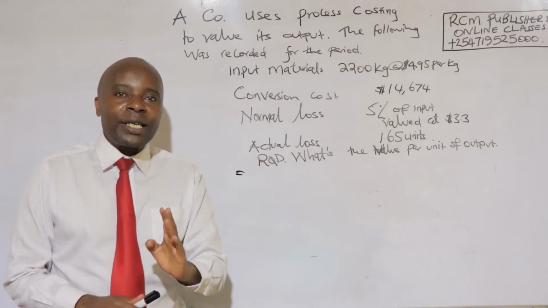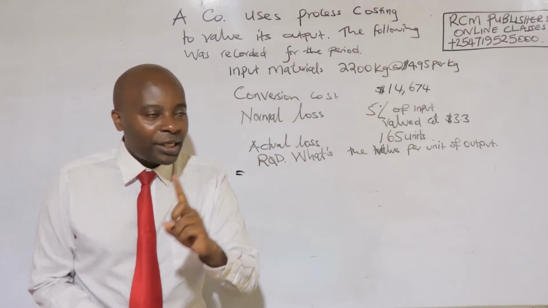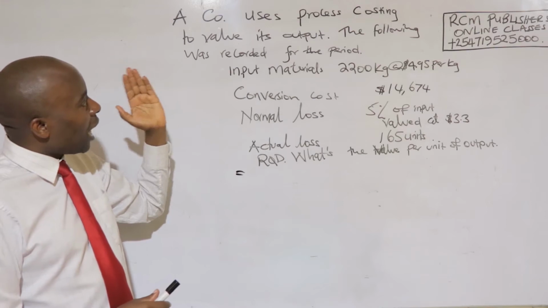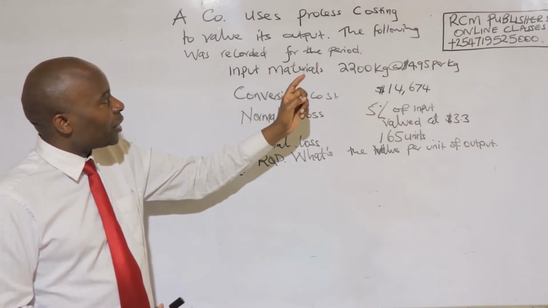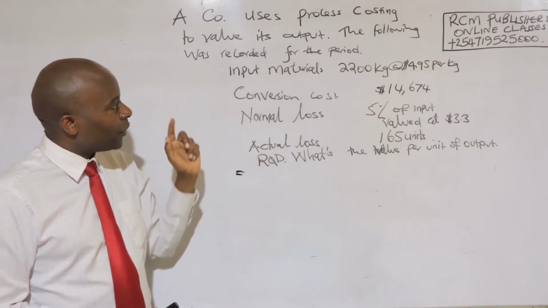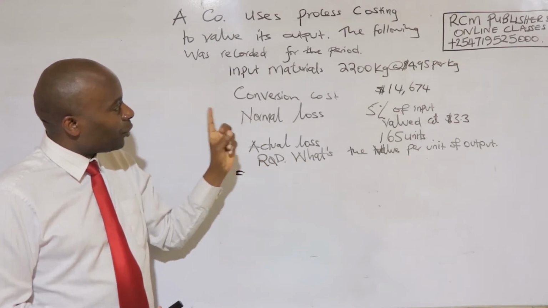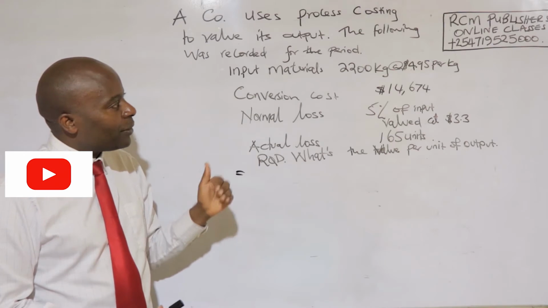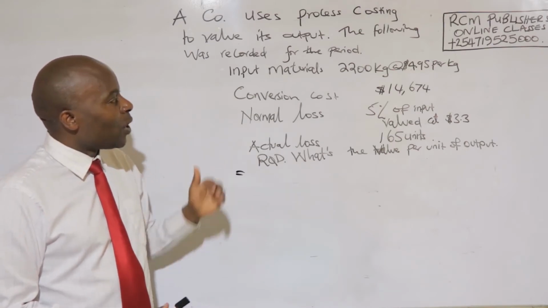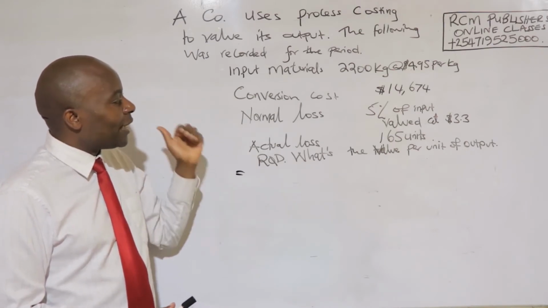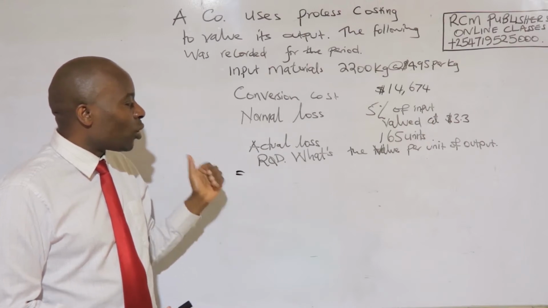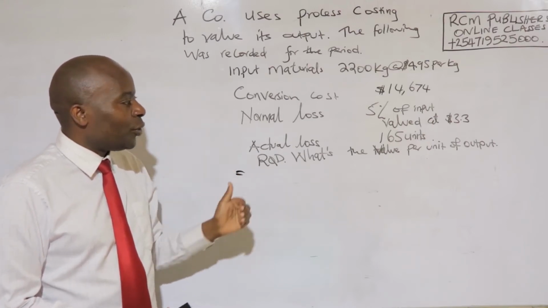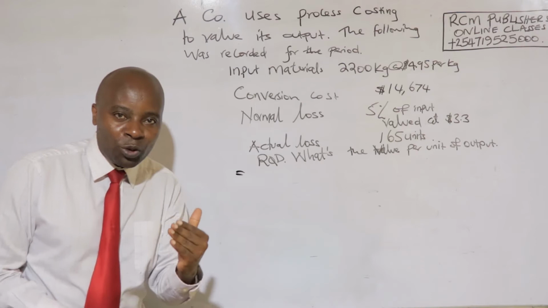So ladies and gentlemen, here we are with a great illustration. We are told that a company uses process costing to value its output. The following was recorded for the period. We can see the input materials were 2,200 kilograms at 4.95 per kilogram. We can see the conversion cost, the normal loss, then the actual loss. So what is the value per unit of output?